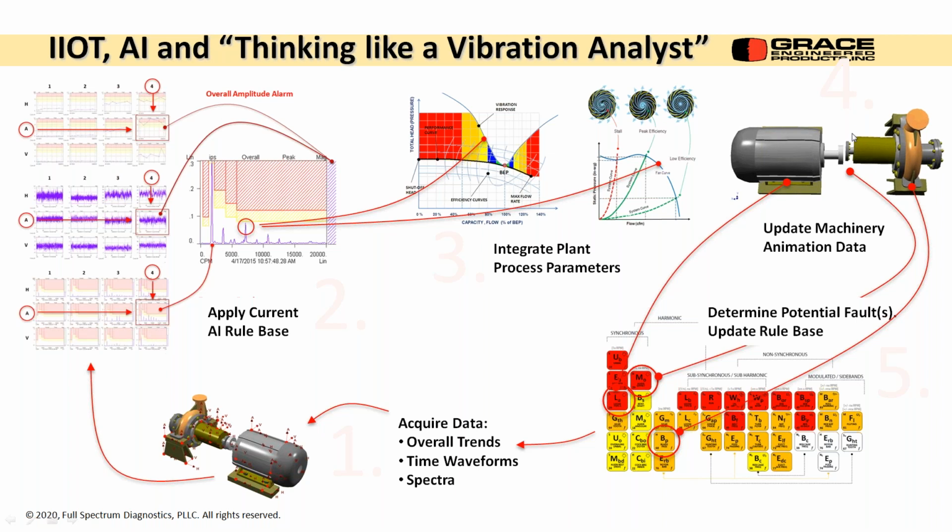So maybe this is moving like this, but it's not high enough amplitude that it's an issue yet. We can still say, hey, here are our potential problems. We might have a loose foot or a soft foot. We might have a misaligned coupling, and we might have some blade pass frequency problems showing up.